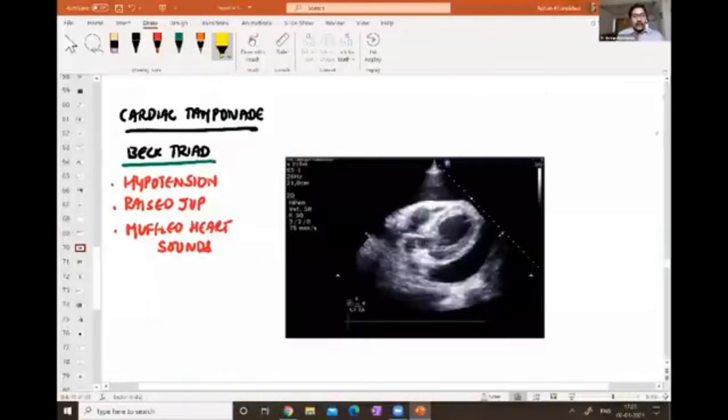Perfect, guys. This is cardiac tamponade. Cardiac tamponade is rapid accumulation of blood in the pericardial space, and you classically get a Beck's triad, asked more than 10 times in the FMGE exam. Beck's triad is hypotension, raised JVP, and muffled heart sounds. And the emergency management is needle pericardiocentesis.